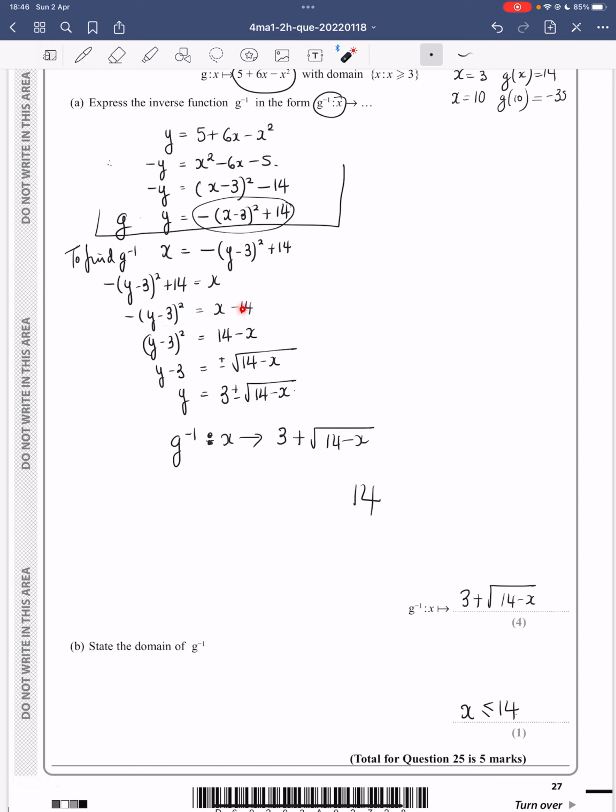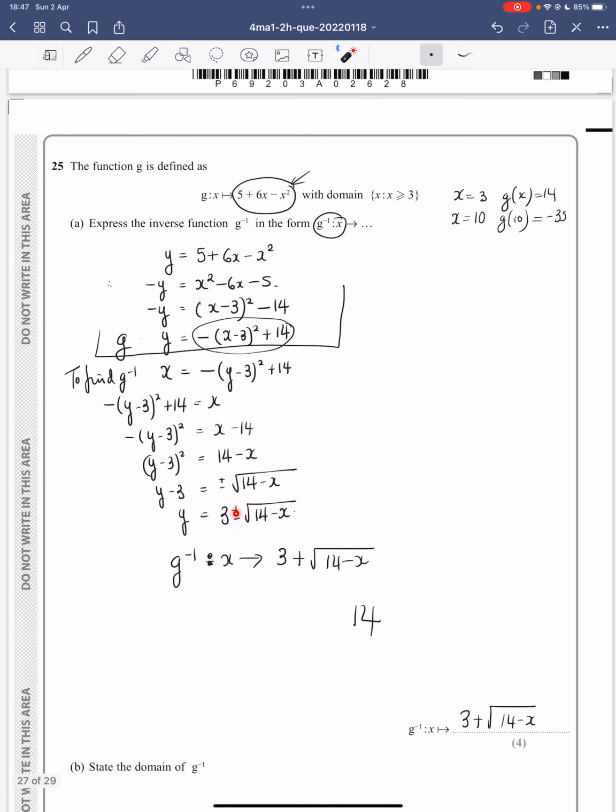So multiply both sides by minus 1 again. (y minus 3) squared is plus 14 minus x. So y minus 3 is plus or minus the square root of 14 minus x. And then we add 3 to each side. y is 3 plus or minus the square root of 14 minus x.